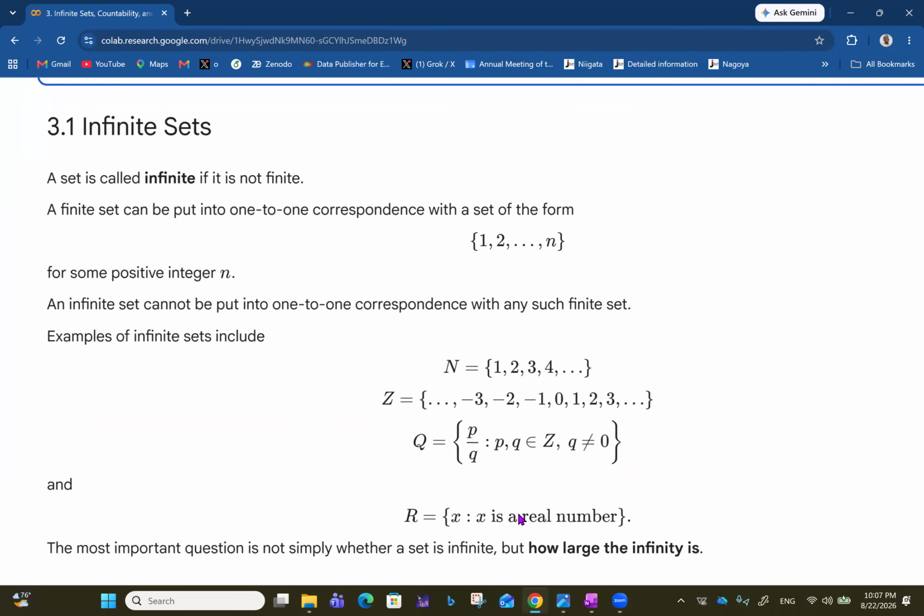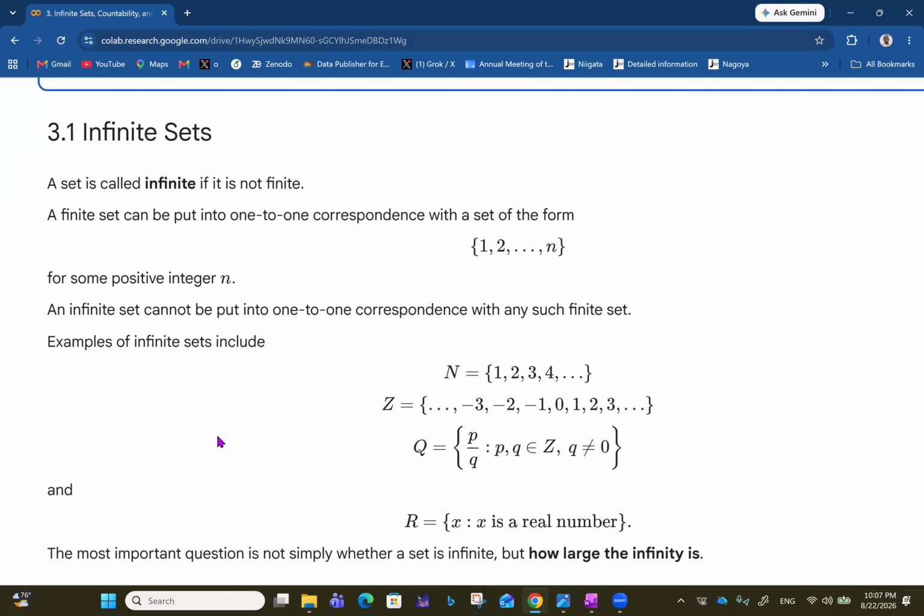So let's go ahead and look at infinite sets. A set is called infinite if it is not finite, simply. A finite set can be put into one-to-one correspondence with a set of the form 1 up to n, so you have a well-defined number of items for some positive integer n. An infinite set cannot be put into one-to-one correspondence with any such finite set, so it has an unending number of elements.